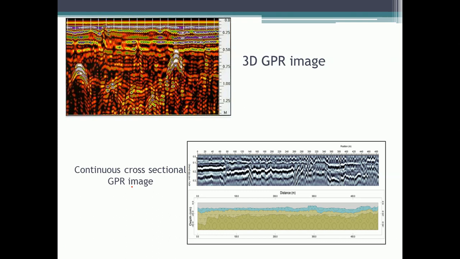So this is the images that have been obtained by the GPR technique, that is, 3D GPR images. For different depths, it will give the condition of the road surface. The continuous cross-sectional image you can see in the second figure. So at the required distances and at the particular depths, we have the cross section of the earth surface or the pavement layer. It will give the cross section of the pavement also.